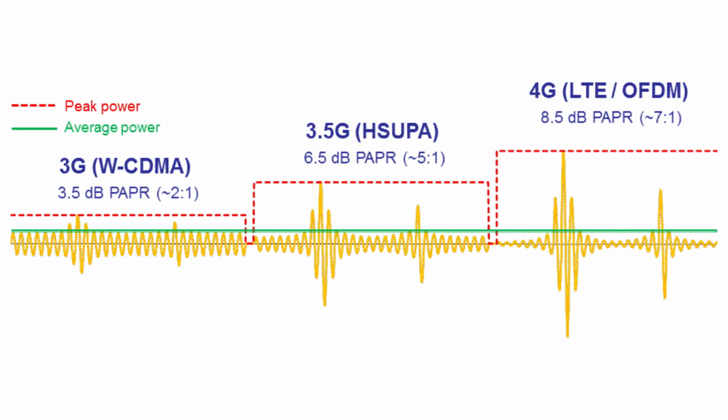And that means the energy efficiency of the PA is being reduced. You have to have a PA that's big enough to transmit those peaks, which means on average it's backed off a long way. So that leads to a reduction in the energy efficiency of the PA that you need a technology like envelope tracking to overcome.